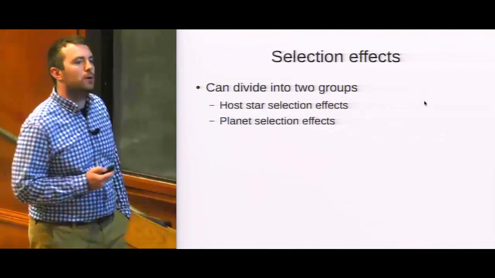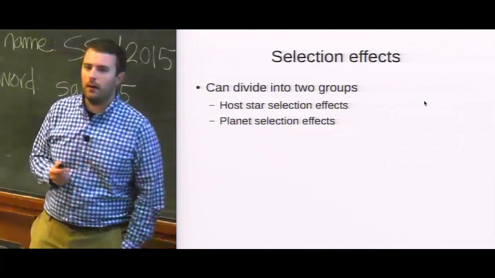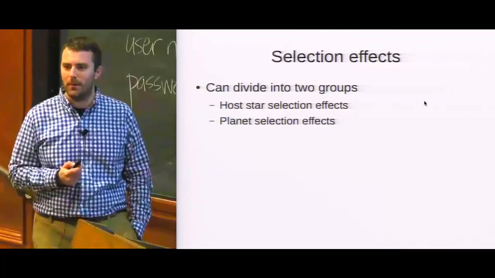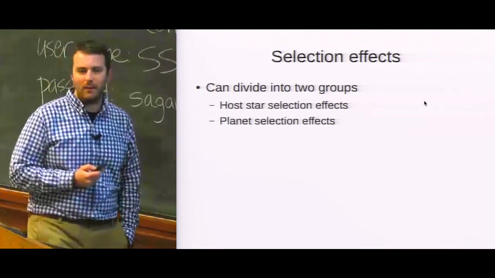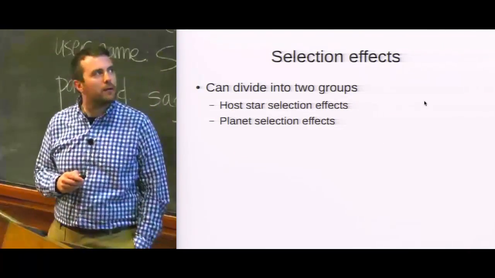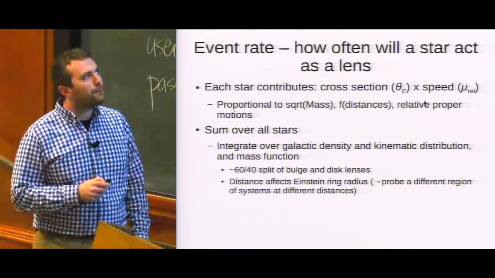We can split these up into two groups. One is the hosts themselves. You don't get to choose which star has a microlensing event. So there's selection effects that go into that. Nature does it for us. And then there's the planets that affect things as well.